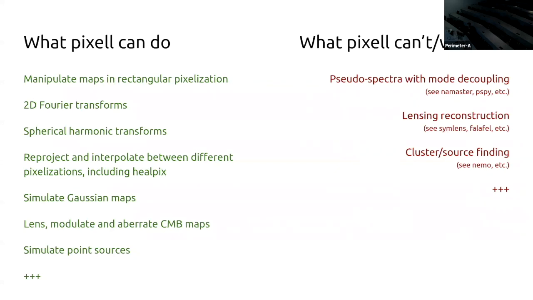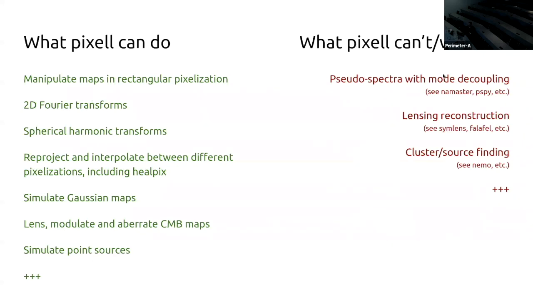There's also capability to simulate maps of the CMB. In fact, the simulations that we run for ACT and the Simons Observatory are generated by the Pixell library. And these maps can then be lensed by the convergence field in the universe that we expect. They can also be modulated and aberrated to account for the Earth's motion with respect to the CMB frame. So all of these things are capabilities that are already in Pixell. It's being used both as an analysis and simulation tool. And you can also do simple simulations of point sources that are shaped by the beam, among many other things.